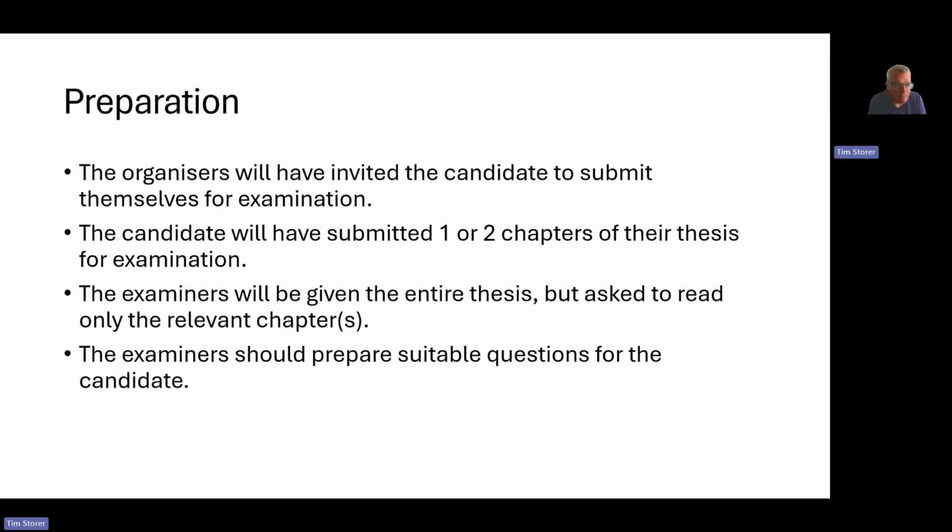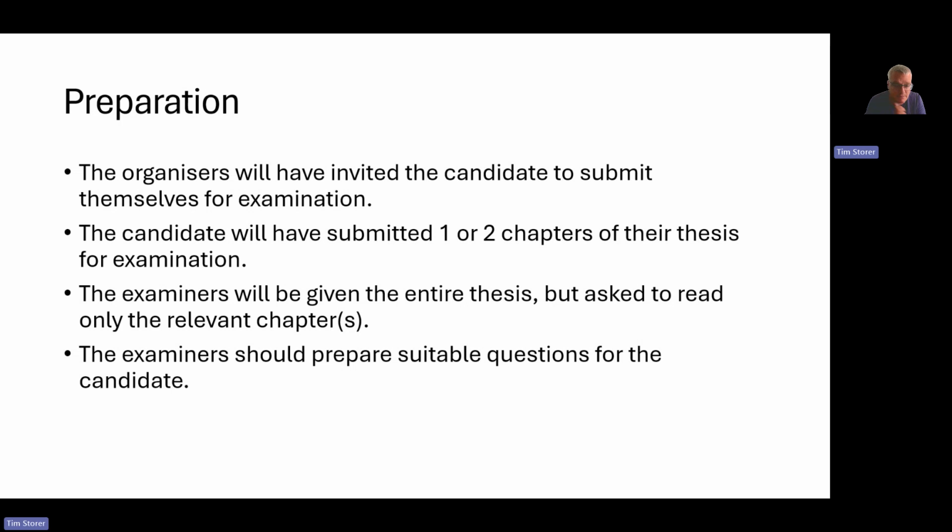So how do we prepare as examiners for a Viva? We'll have invited the candidate to submit themselves for examination and ask them to send us a copy of their PhD thesis. When they do that, we ask them to select one or two chapters from that thesis on which they would like to be examined. And we send that to you as the examiners, notifying you of which chapters are of interest, along with the entire thesis as well for you to read. Sorry, for you to browse.